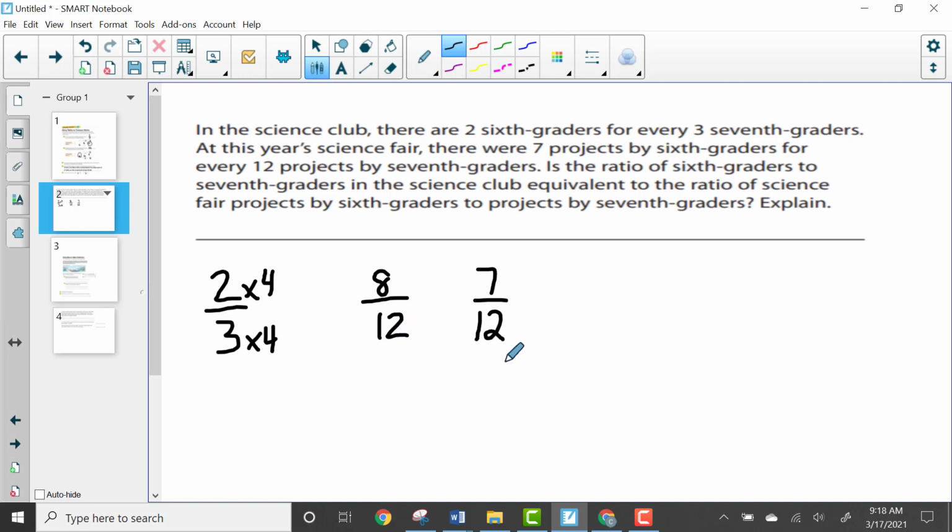Now, just because one of the terms is the same for our ratio, it does not mean that they're equivalent. Both numbers have to be the exact same. Okay, so to answer the question, is the ratio of 6th graders to 7th graders in the science club equivalent to the ratio of science fair projects by 6th graders to projects by 7th graders? We can see that the answer to that is no.